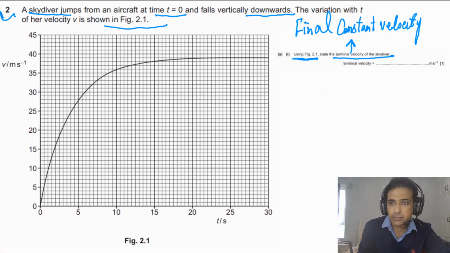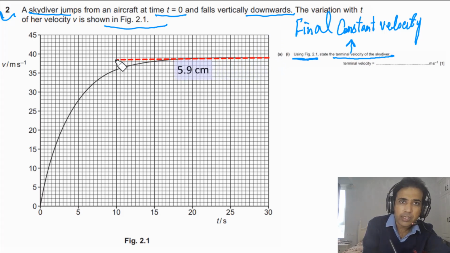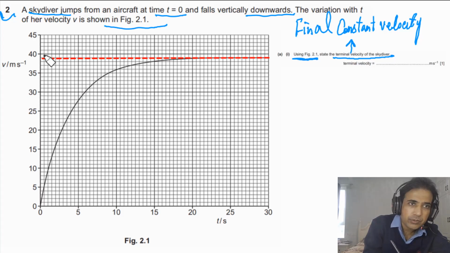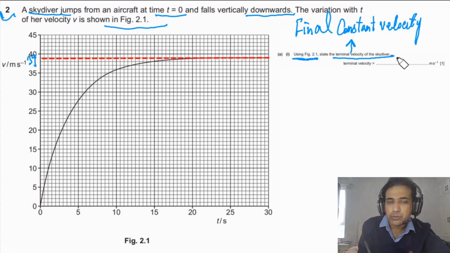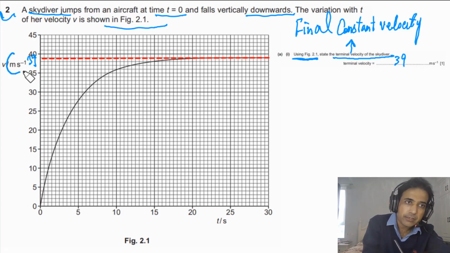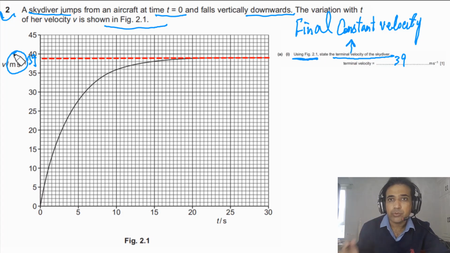Now if you look at this graph, we can find out the value of velocity. Here velocity is maximum, so simply we can draw the line here. You can see this is here, so we need to read from here. This is 40, so this is 39. So terminal velocity is 39 meters per second because this unit is meters per second. This is how you can figure it out.